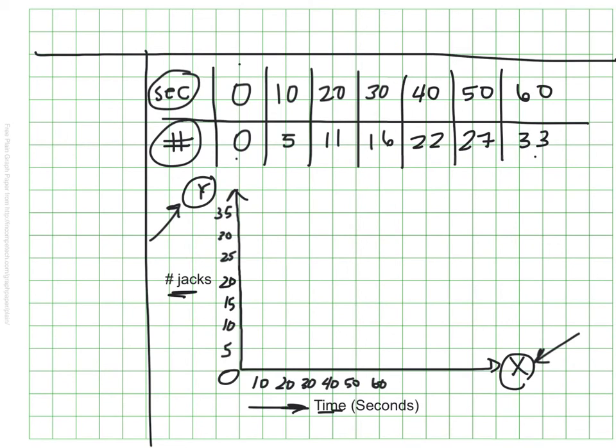With our variables set and our scale set, we can now just go ahead and graph our coordinate points. The first one, of course, is 0, 0. Then at 10 seconds, we've done 5 jumping jacks. At 20, we've done 11, slightly more than 10. At 30 seconds, we did 16. 40 seconds was 22. 50 seconds was just 27. And 60 seconds was 33.